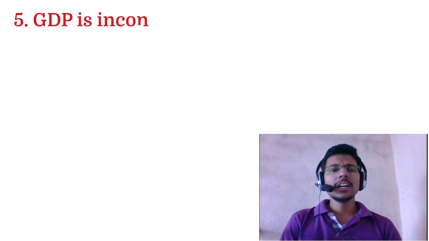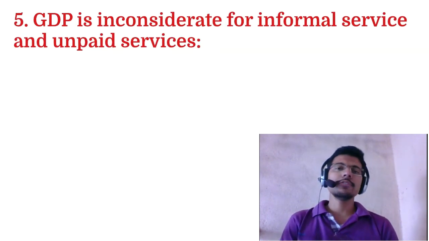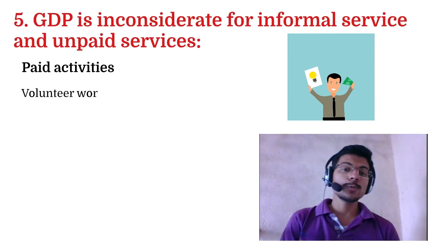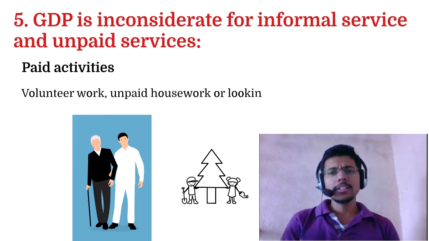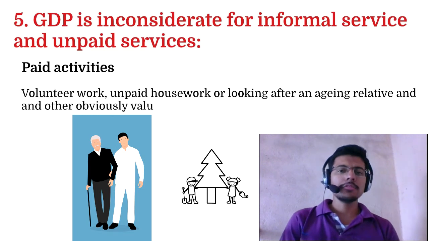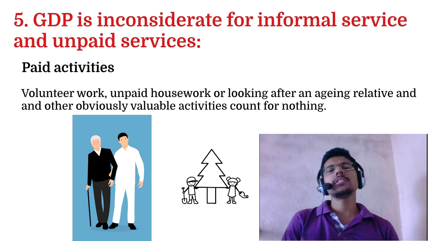Fifth point is GDP is inconsiderate for informal services and unpaid services. GDP only considers paid activities. The volunteer work, unpaid housework, or looking after an elderly or aging relative, and other obviously valuable activities count for nothing. GDP has skewed priorities in this sense.